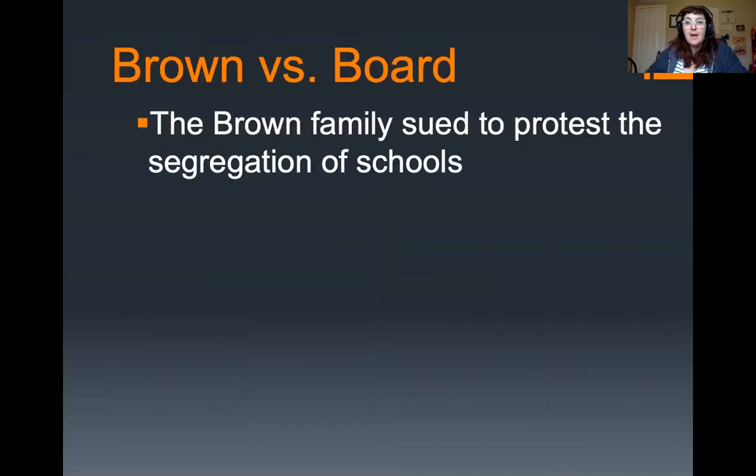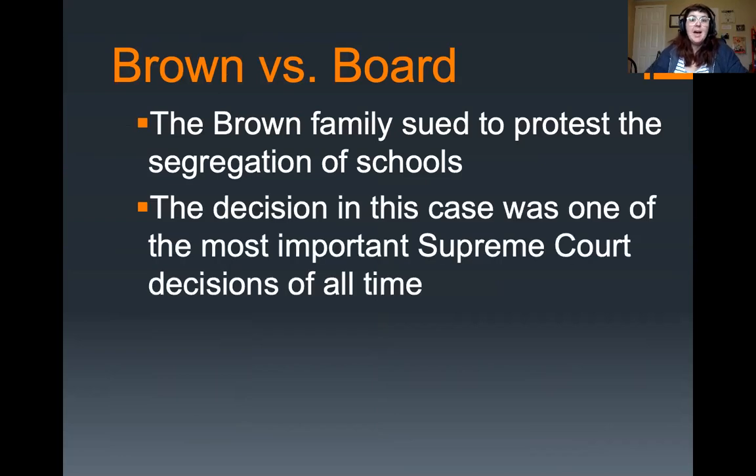So basically the Brown family, supported again by the NAACP, sued to protest the segregation of schools. Linda Brown wanted to go to the better school, which was the white school, and she was not allowed to. So they basically sued the school board district. And this became probably, if not one of the most important Supreme Court decisions of all time.